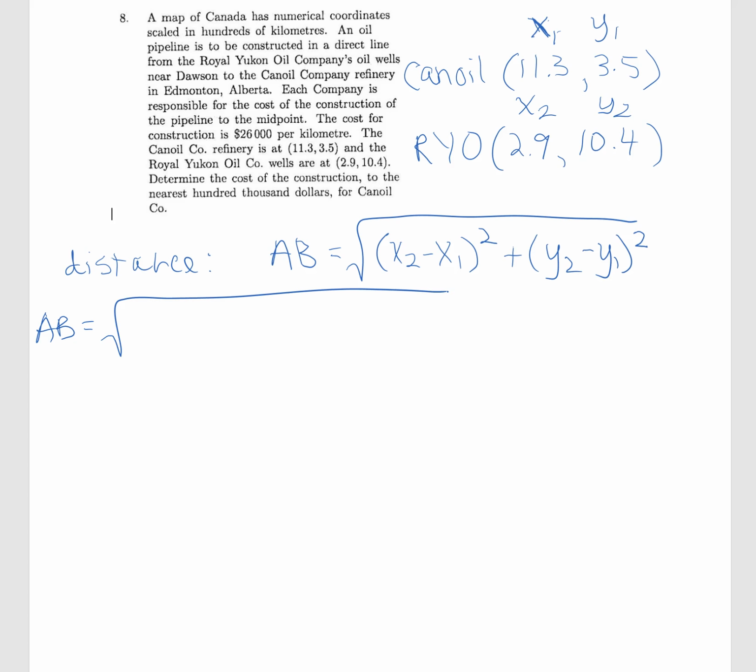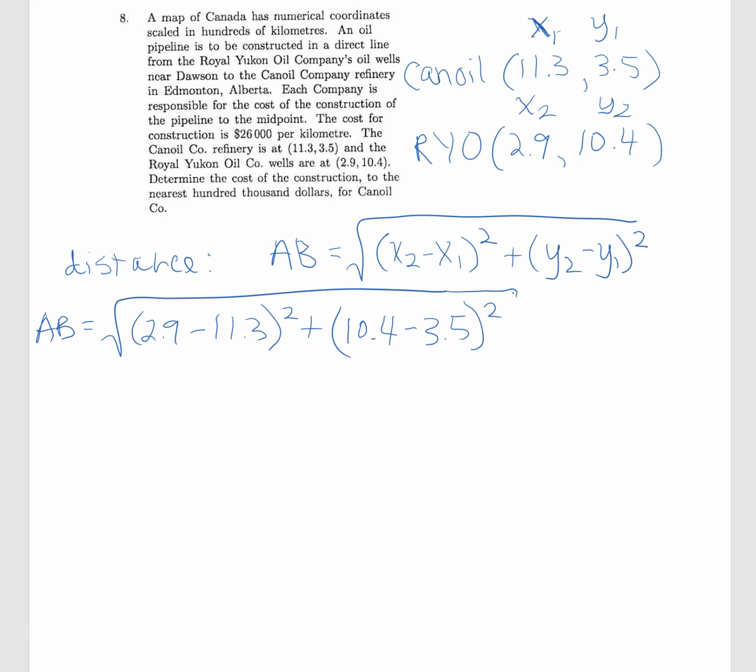For x2, I have 2.9, and I'm going to subtract x1, 11.3, squared. My y2 is 10.4. I'm subtracting 3.5 and squared. Since we're squaring each of these differences, it actually doesn't matter which one you subtract from which, but we'll just keep it like the formula says to keep it straight in our minds.